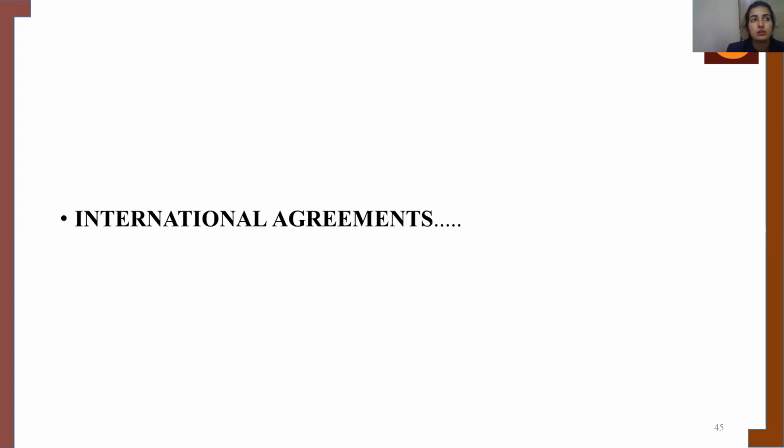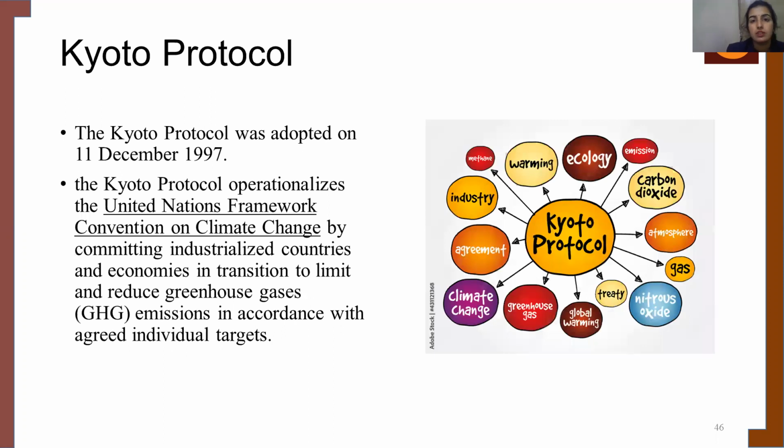Till now, we have talked about the acts which are employed and associated with India. Now let's look into the international agreements. The first one is the Kyoto Protocol. I hope you have heard about this. Well, the Kyoto Protocol was adopted on 11th December 1997.